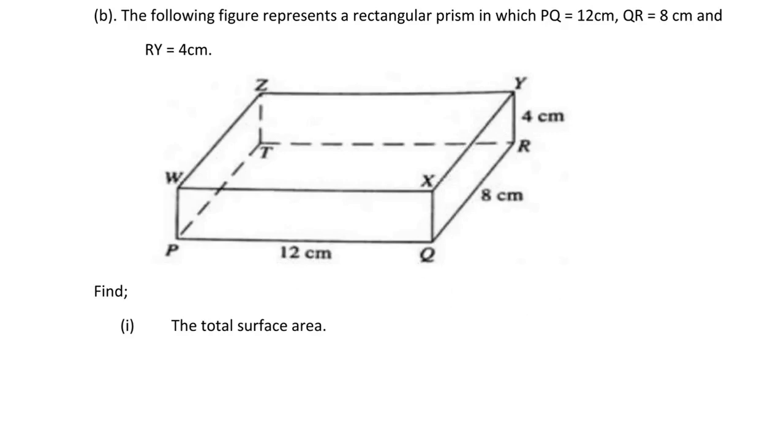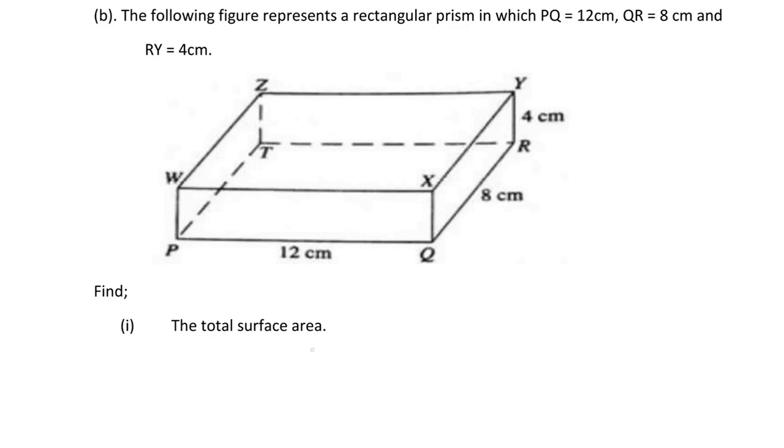Part B, the following figure represents a rectangular prism in which PQ equals 12 cm, QR equals 8 cm, and RY equals 4 cm. For Roman 1, we are supposed to find the total surface area. Okay, so this is a 3-dimension problem.